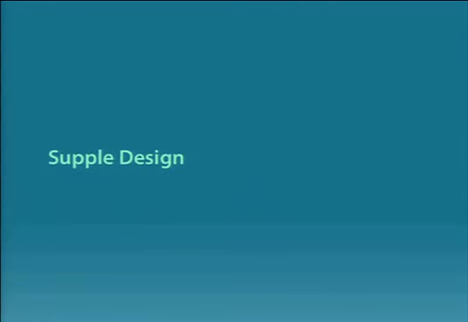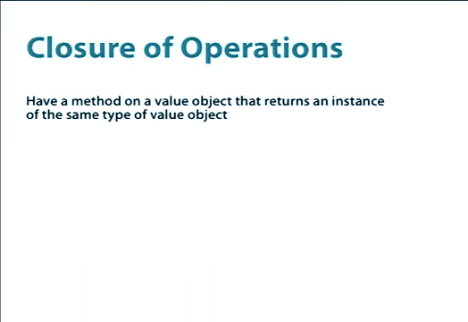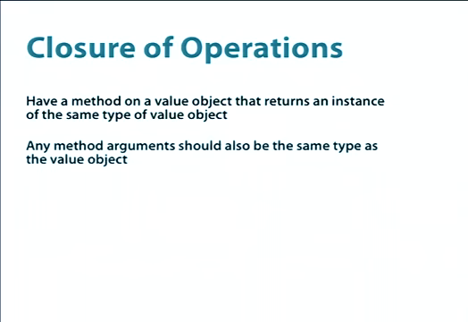So a couple other useful tips here. This is what Eric Evans calls supple design. These are just a few tips. There's more of them in the book on some techniques to keep your design, what he refers to as supple, easy to work with. So one neat concept here is closure of operations. Closure of operations says that you have a value object, and it has a method that returns an instance of the same type of value object. And the method arguments are also of the same type.